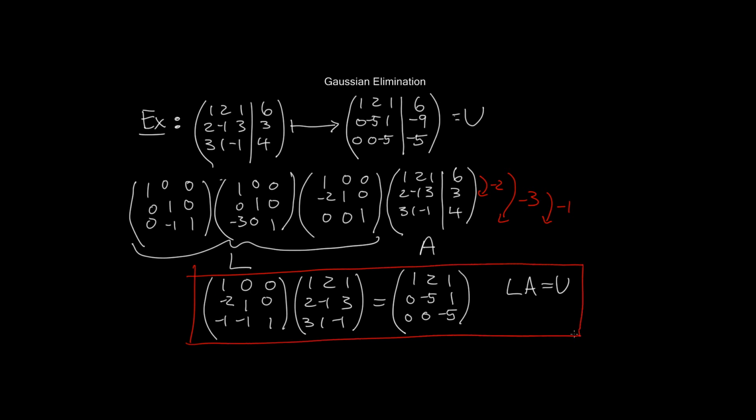Okay, so that's, again, the example that I did before, written out in terms of this LA is equal to U procedure, and there's my L and there's my U. So what I've done is I've taken a matrix A and multiplied it on the left by a matrix L to get an upper triangular matrix U. By multiplying both sides of this equation on the left by L inverse, I could write this instead as A is equal to L inverse U. And now L inverse is lower triangular and U is upper triangular.